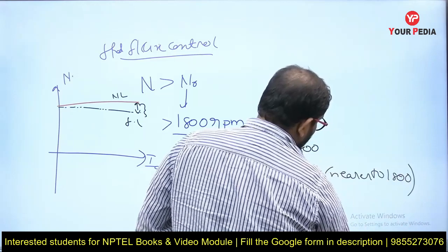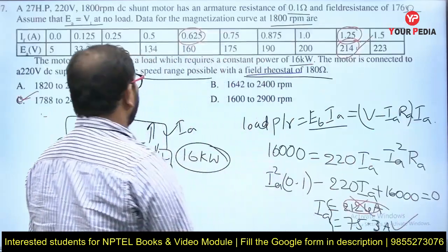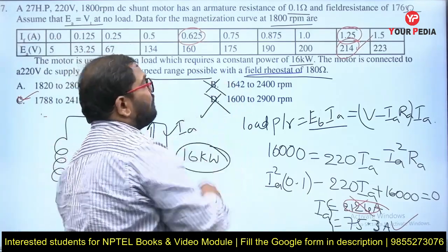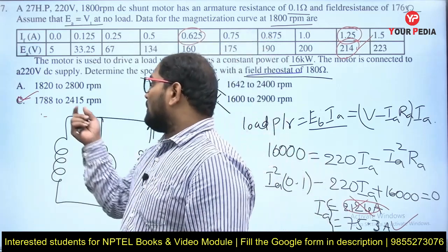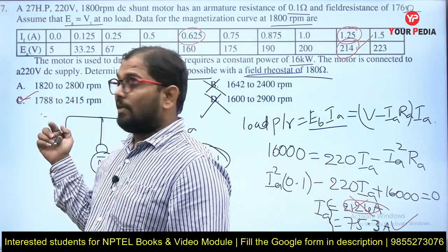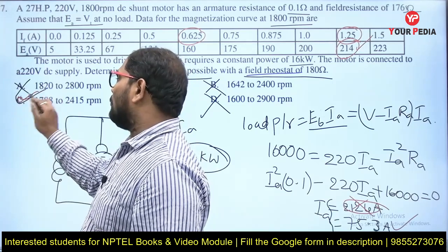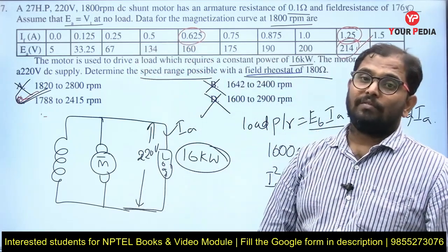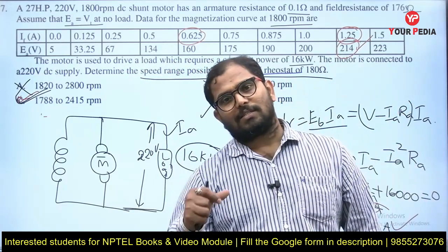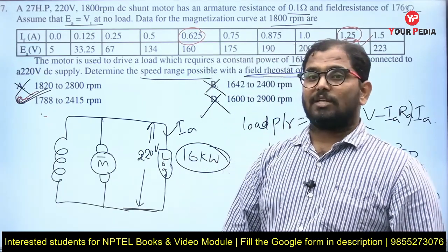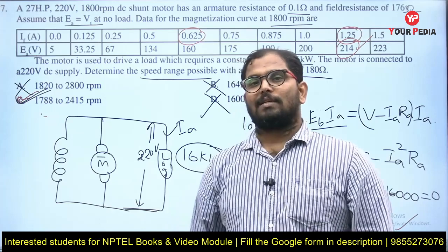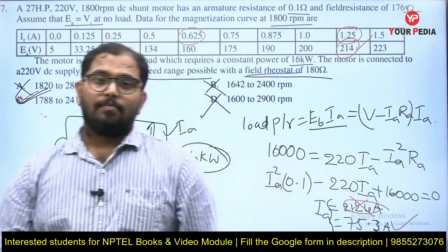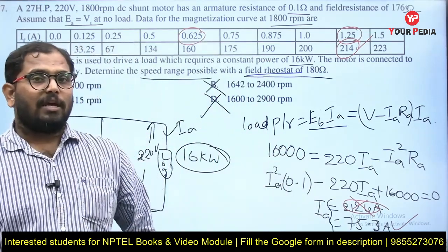Based on this analysis, which option is most satisfied? 1600 and 1642 will never be the correct answers. The next one, 1820, is more than 1800, so this will not be the correct answer. The one and only answer you can pick is 1788 to 2450. This is how you need to analyze the subject. Once you are perfect in basics or fundamentals, you will get this kind of analysis on your own. So this is how you need to solve this question. Thank you, all the best.